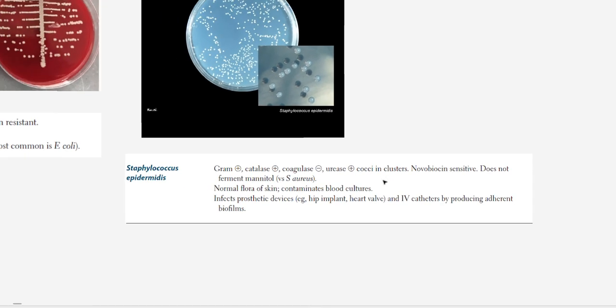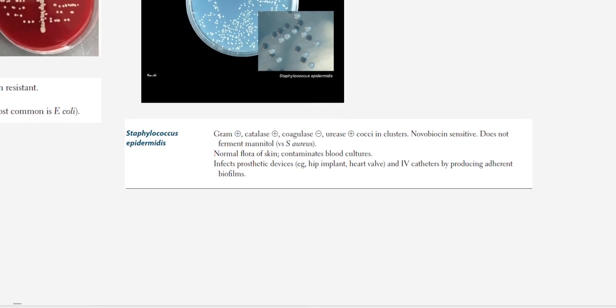For Staph epidermidis, you must know that the first thing is catalase positive, the second thing is coagulase negative, the third thing, it's novobiocin sensitive. It's part of the normal skin flora. Why is it dangerous? Because it makes this special biofilm. This biofilm, think about this like a bacterial glue, right? So organisms attach to plastic and metal because of this biofilm.